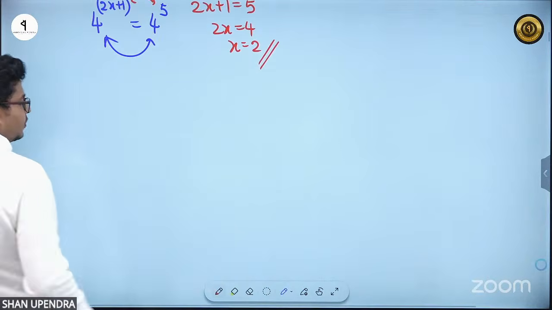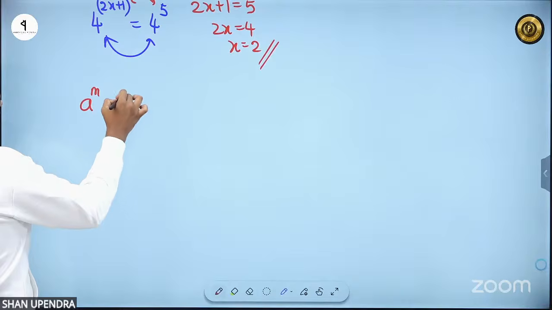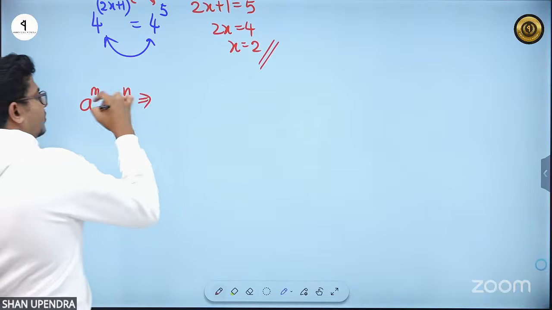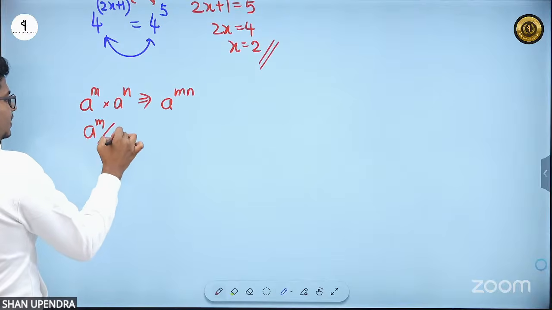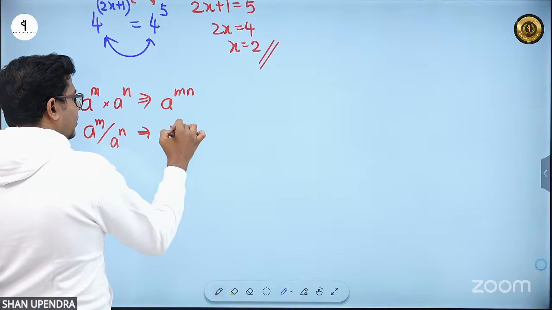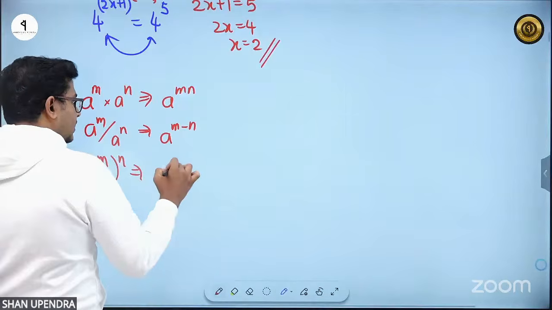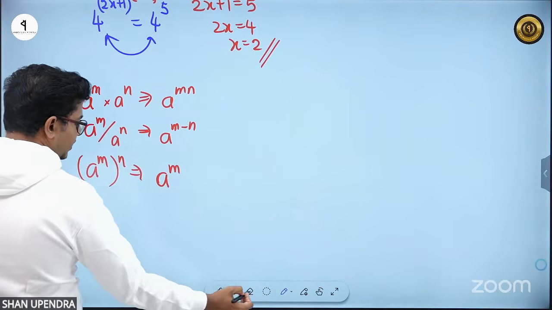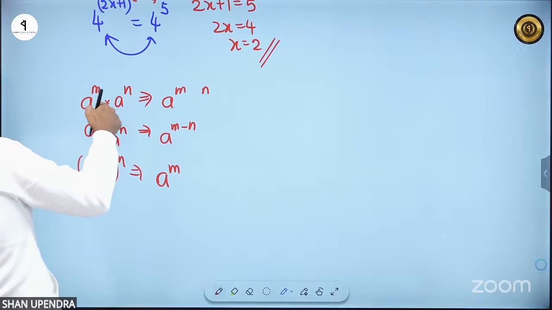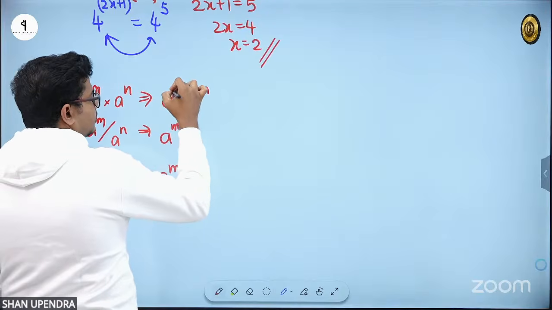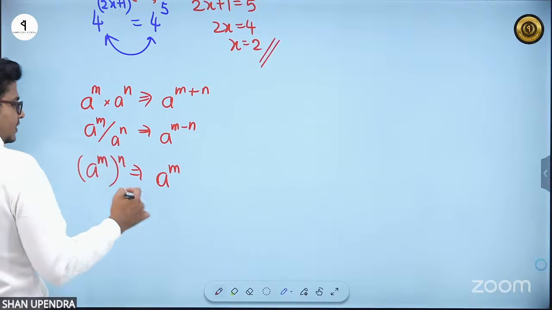I'll give these notes. So we learned, in summary, that a to the power m into a to the power n equals a to the power m plus n. Then a to the power m divided by a to the power n you can represent as a to the power m minus n. A to the power m to the power n you can write as a to the power mn. Sorry, my bad, this is plus n, this is minus n, and here this is mn.